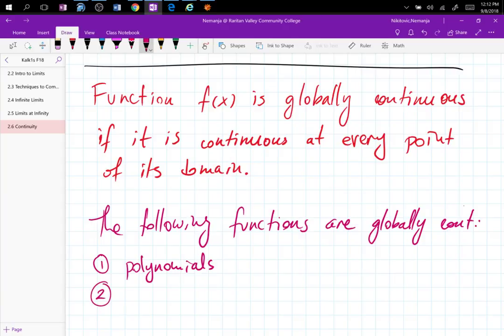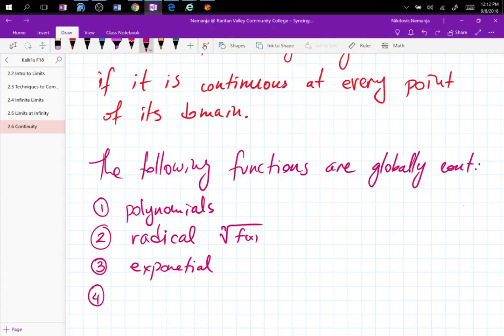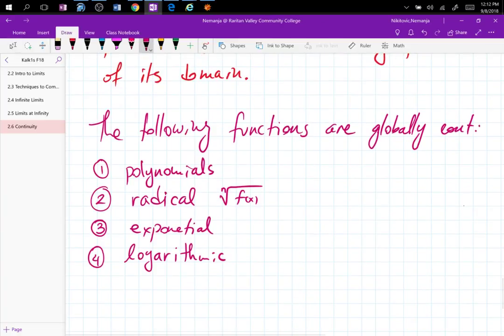Number two, radical, that's the square root, and so I'm just going to put nth root of f of x. Exponential, logarithmic, I'm singling out sine and cosine. So all of these are globally continuous.